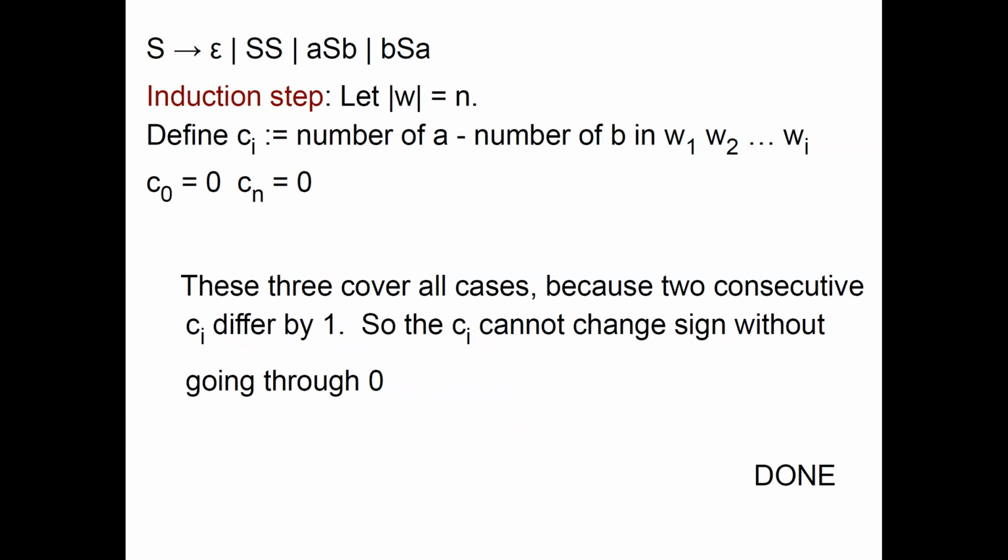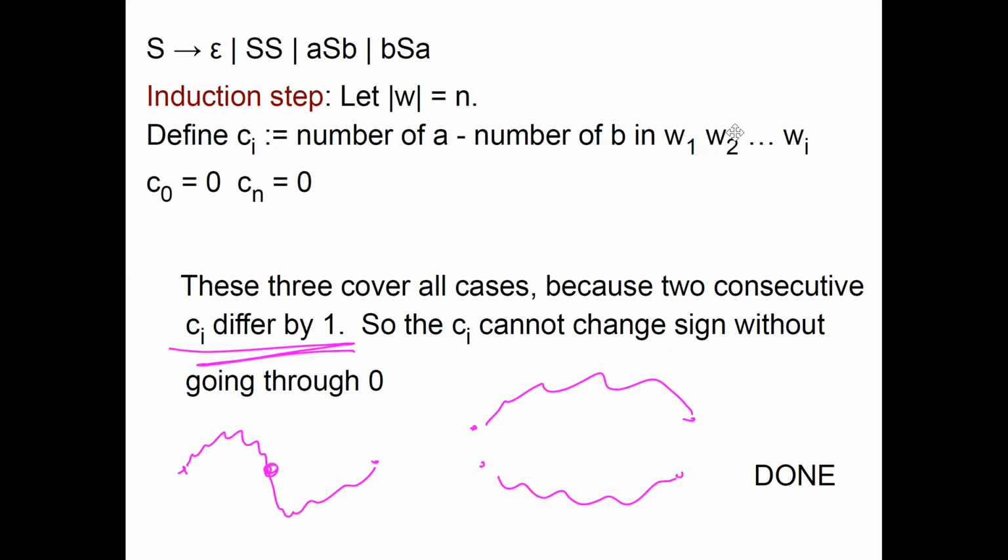These three cases cover all cases because two consecutive C_i's differ by 1. So if you're not always up and you're not always down, it means that at some point you have to cross. And because you only change by 1, you must touch a 0 here, and you go to the first case that we saw. I covered all three cases, so I completed my proof by induction, and I proved that my grammar recognizes the language.